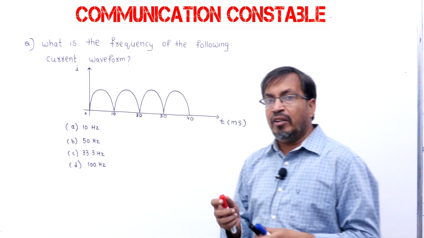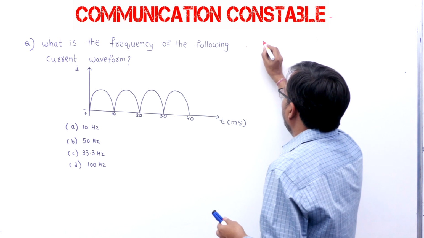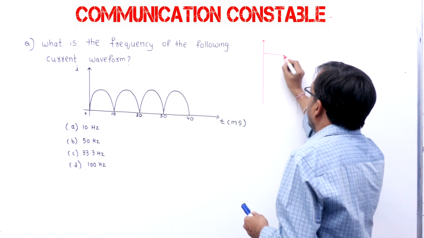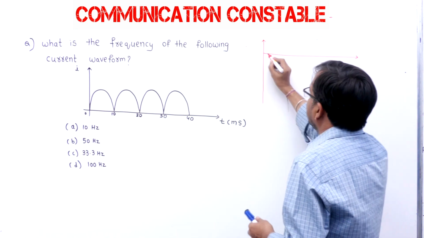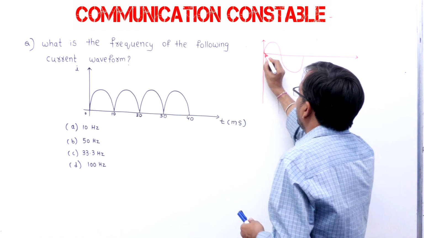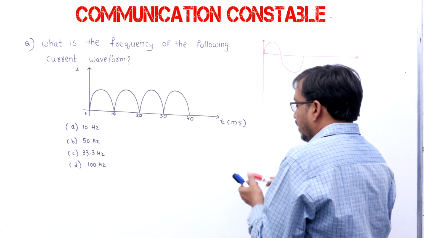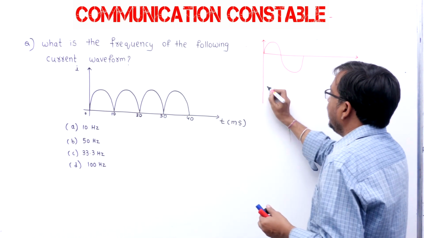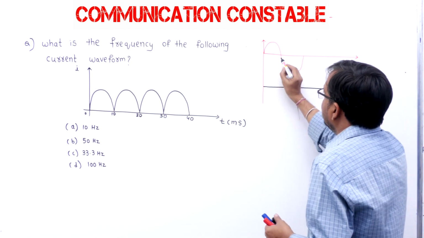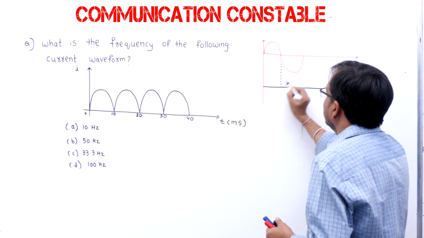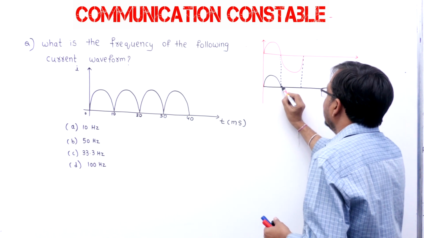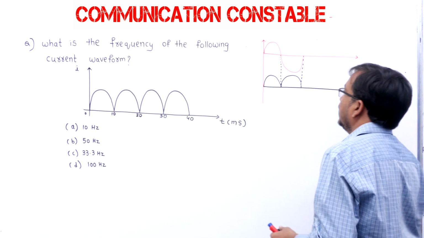So here in the full wave rectifier, see here, I am considering the input voltage first. This is the input voltage, one time period. Then in the full wave rectifier, what is the output current? This is the input voltage positive, this the input voltage negative. Therefore in the full wave rectifier the output waveform is like this, we know that.